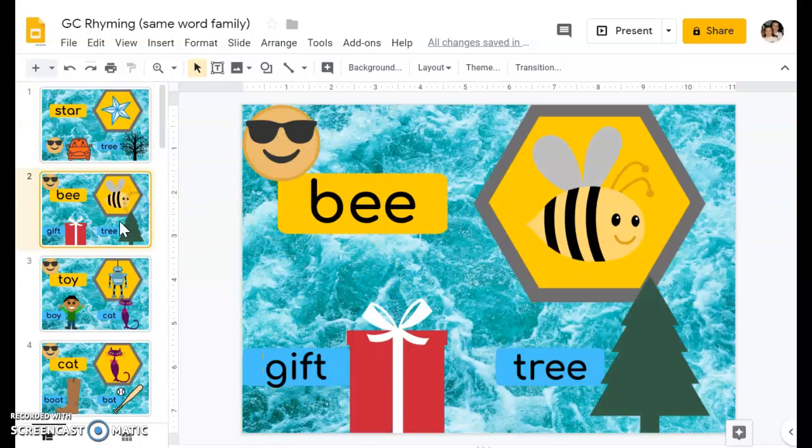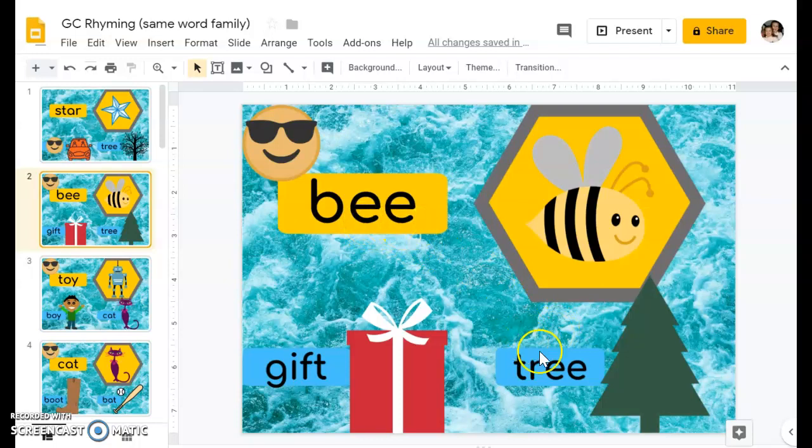Let's do one more together. This one I have bee. Here's the word bee with a picture of a bee. I'm going to see which word and picture down below match. I have gift or tree. And I can look at the ending of the words to help me too.